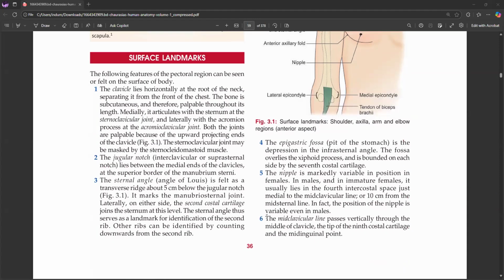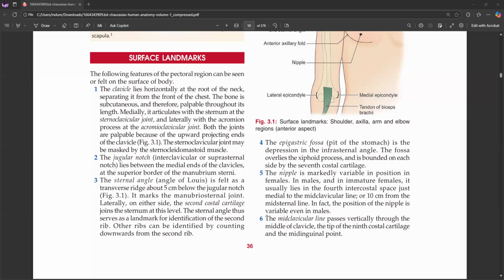Surface landmarks. The following features of the pectoral region can be seen or felt on the surface of body. Number 1. The clavicle lies horizontally at the root of the neck, separating it from the front of the chest. The bone is subcutaneous and therefore palpable throughout its length. Medially, it articulates with the sternum at the sternoclavicular joint and laterally with the acromion process at the acromioclavicular joint. Both the joints are palpable because of the upward projecting ends of the clavicle, figure 3.1. The sternoclavicular joint may be masked by the sternocleidomastoid muscle.